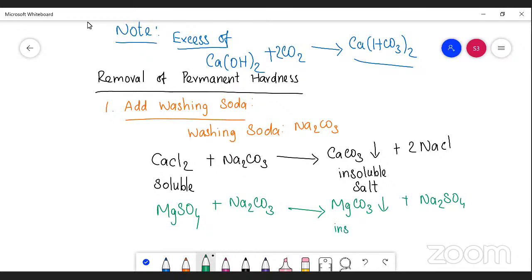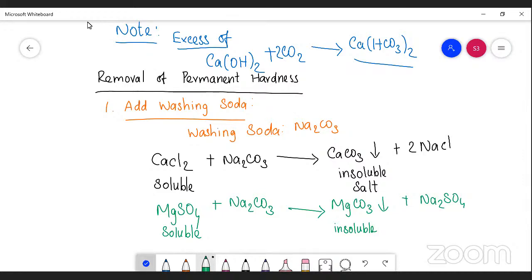So the magnesium carbonate is an insoluble salt, and magnesium sulfate is a soluble salt. So the soluble salt is removed as an insoluble salt, as carbonates. Generally the carbonates are insoluble in water, but chlorides and sulfates are soluble in water, so the soluble salts are removed as insoluble carbonates. So by adding washing soda, we may remove the permanent hardness.